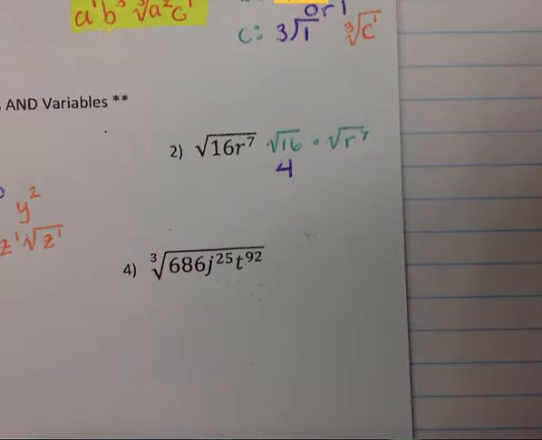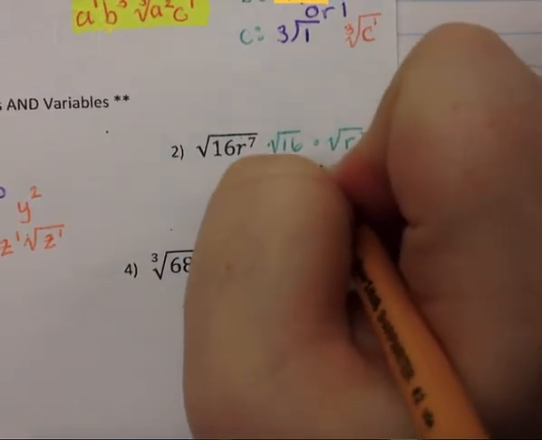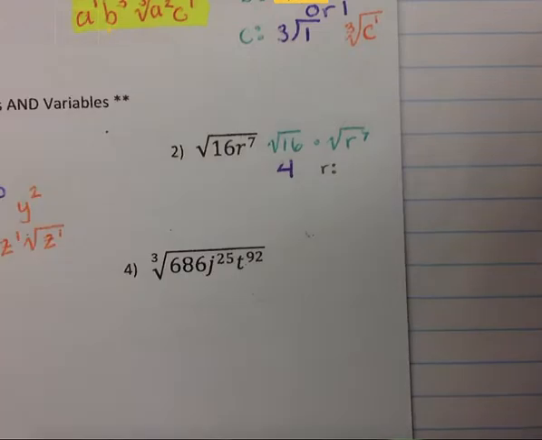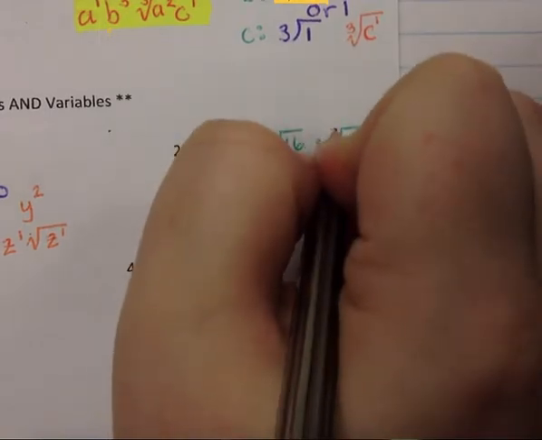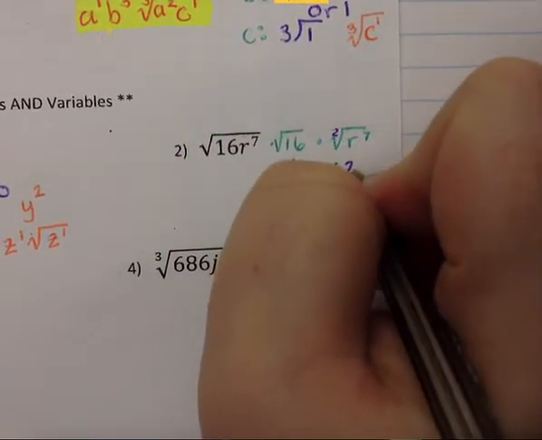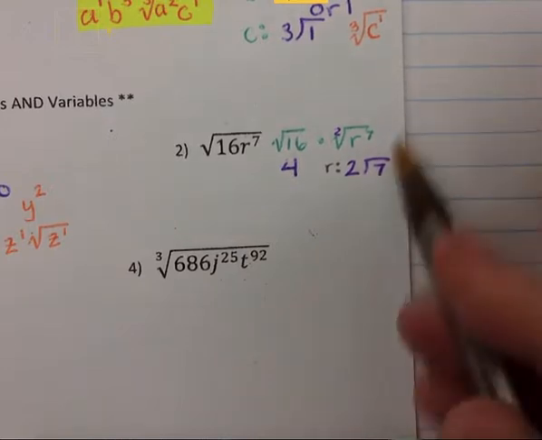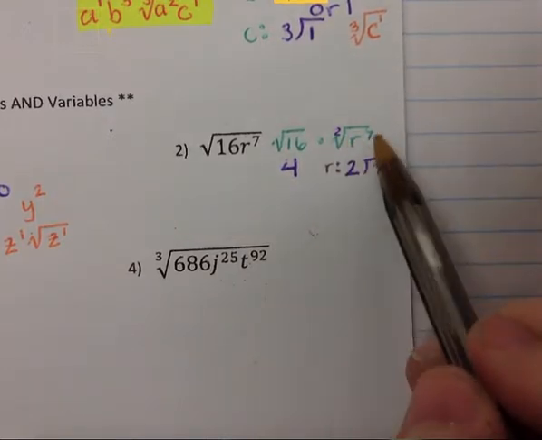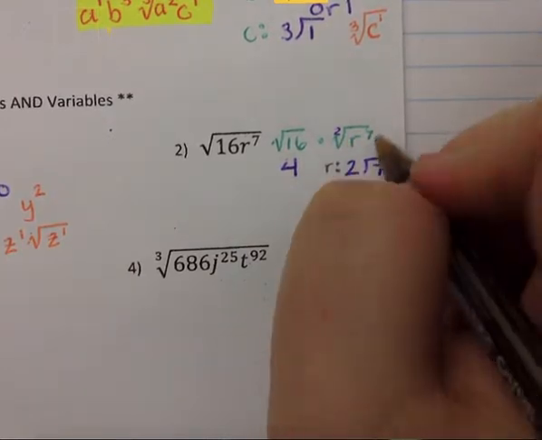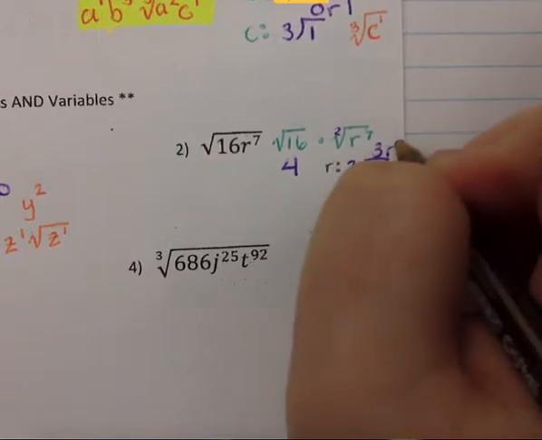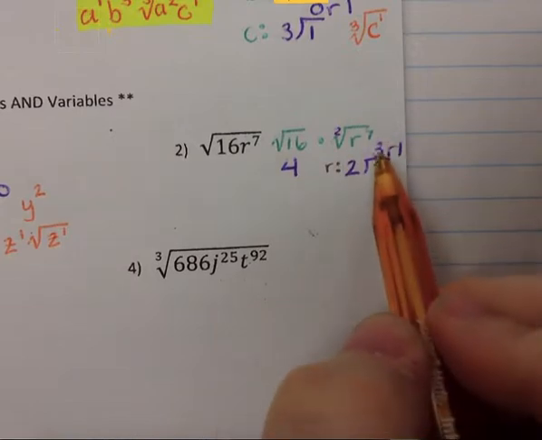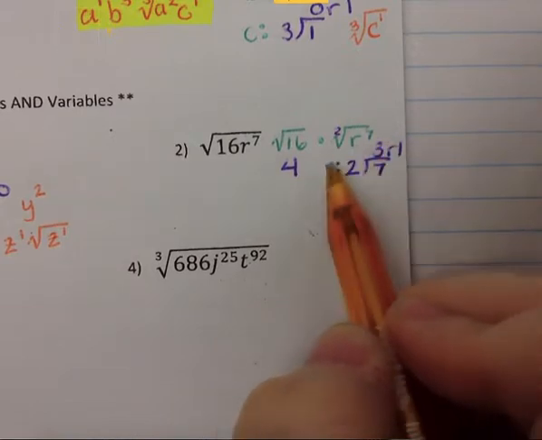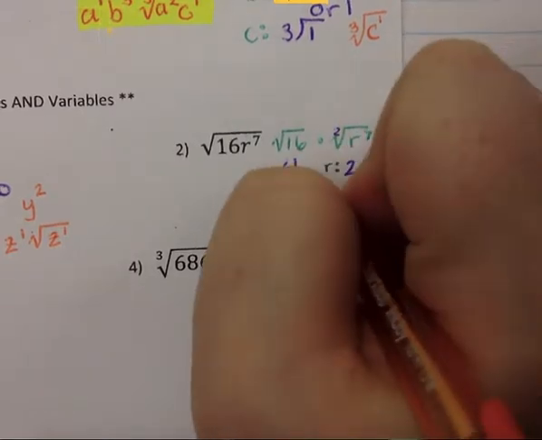For r, I do need to write out, for my r's, the index is a 2 in here. So I need to know how many times does 2 go into 7. Now I know that I can't do this because 2 is smaller than 7. 2 goes into 7 3 times with a remainder of 1. That tells us that our exponent on our coefficient of r will be 3. So we'll have r to the 3rd power.